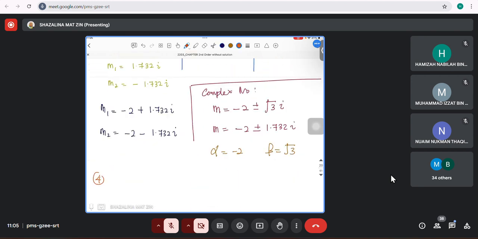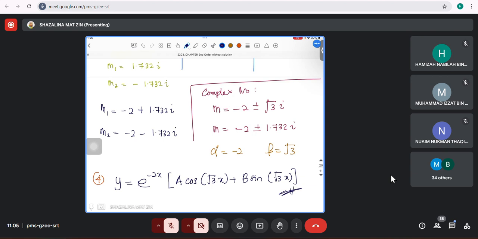Step number 4 is to write the solution based on complex number root. So stepnya adalah y equals to exponent alpha x, -2x bracket a cos beta x, our beta is square root 3 x plus b sin square root 3x. So this is the solution.